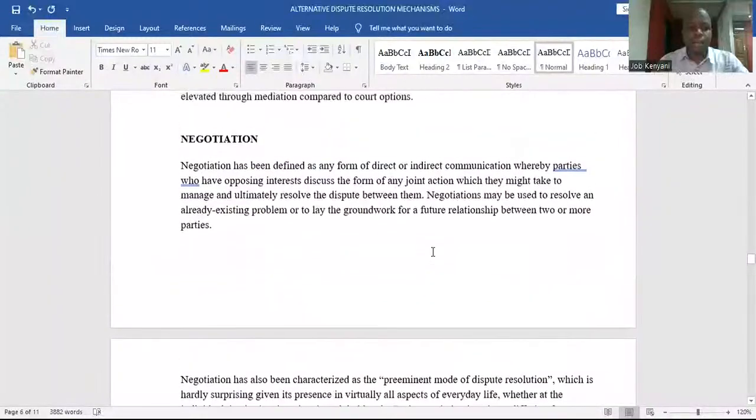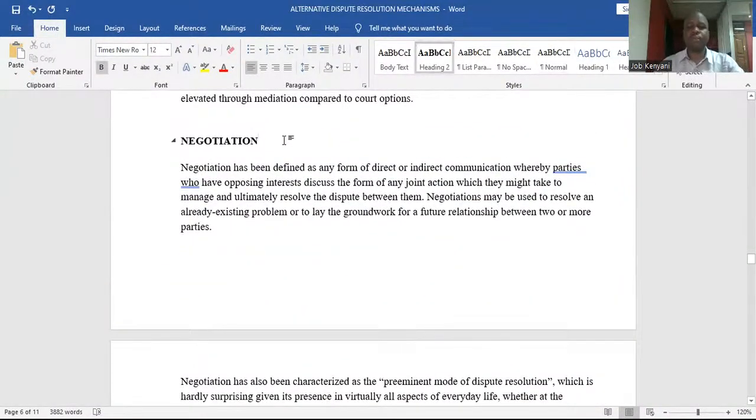We have, for example, negotiation. Negotiation is whereby the parties just agree to meet, and they negotiate on any kind of dispute and try to resolve it. They don't involve another person. It has been defined as any form of direct or indirect communication whereby parties who have opposing interests discuss the form of any joint action which they might take to manage and ultimately resolve the dispute between themselves. So here there is no third party involved.